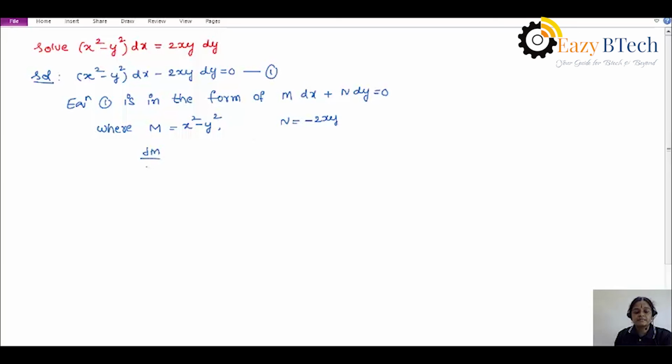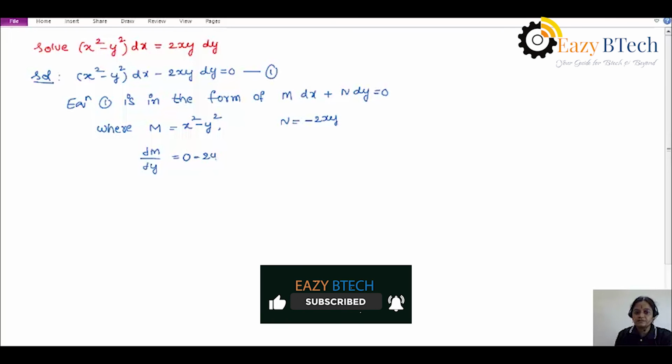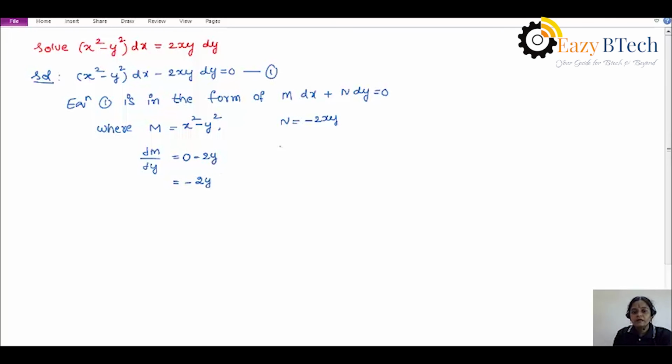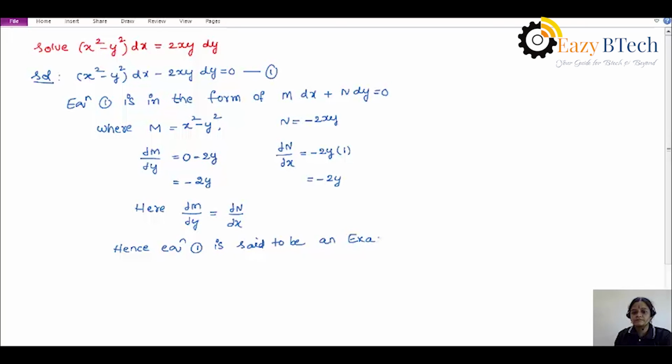So the exactness condition: dou M by dou y. In the first term there is no y, so 0, and the y square differential is minus 2y. And dou N by dou x, with respect to x here, students, minus 2y as a common, and for x the differentiation is 1, that means minus 2y. So here both values are equal, dou M by dou y is equal to dou N by dou x. So hence equation 1 is said to be an exact equation.